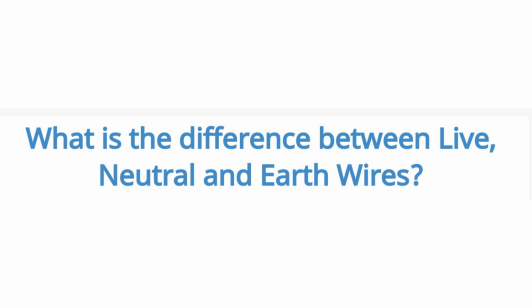Next, what is the difference between live, neutral and earth wires? The live wire comes from the power station, the neutral wire also comes from the power station, and the earth wire also comes from the power station. But the earth wire is there to prevent current shocks.